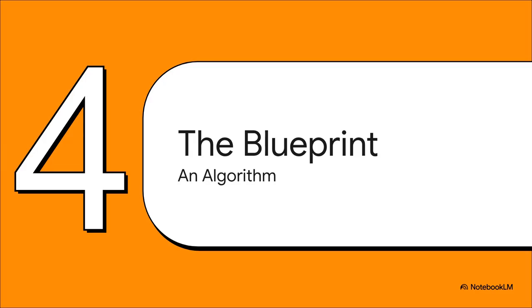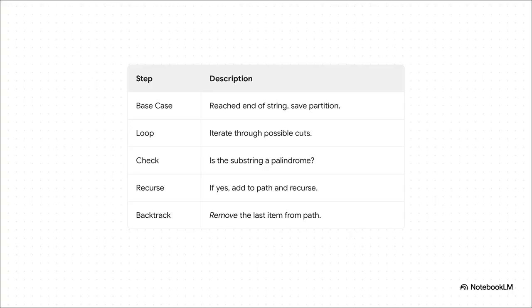Okay, so we've walked through it, we've seen the detective work in action. Now let's boil this all down into a clear, step-by-step blueprint that you could actually code up. Here's the whole strategy laid out. You've got a base case. If you're at the end of the string, congratulations, you found a solution. Otherwise, you loop through all the possible cuts you can make. If a cut gives you a palindrome, you add it to your current path, and you call yourself, the recursive call, on the rest of the string.